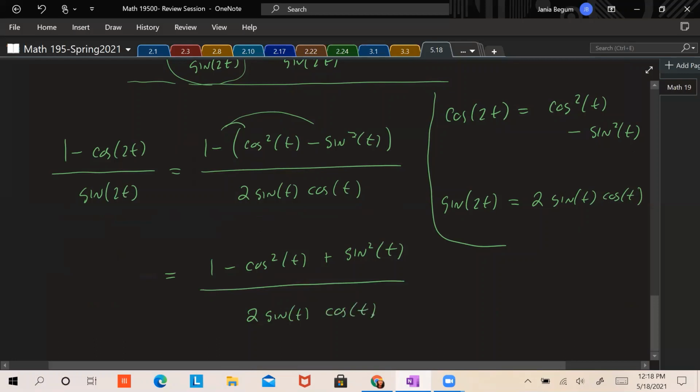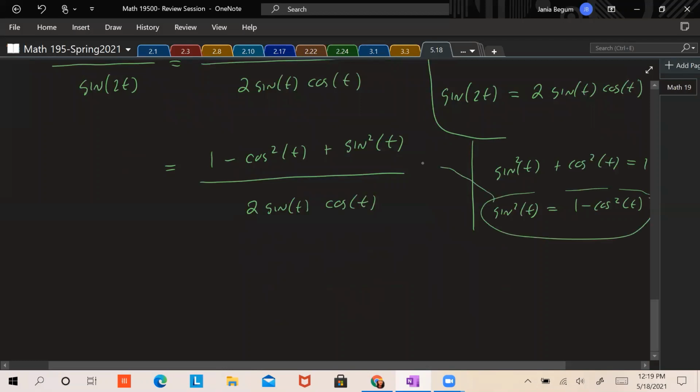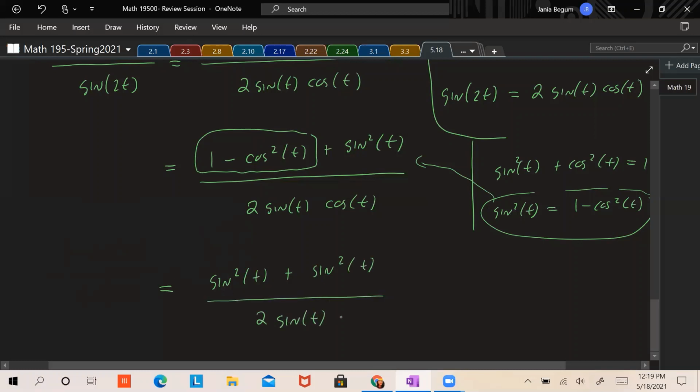Now this should also look like some identity, maybe the top. You should recall this identity: sine squared t plus cosine squared t is 1. If I subtract cosine squared t on both sides of that identity, I have sine squared t is equal to 1 minus cosine squared t. Do you guys see that? I can replace that right here. Let me know if you don't see that, or stop me if you need me to explain it again. I can replace 1 minus cosine squared t with sine squared t, because I can manipulate the Pythagorean identity. So we have sine squared t plus sine squared t from before, over 2 sine t cosine t.